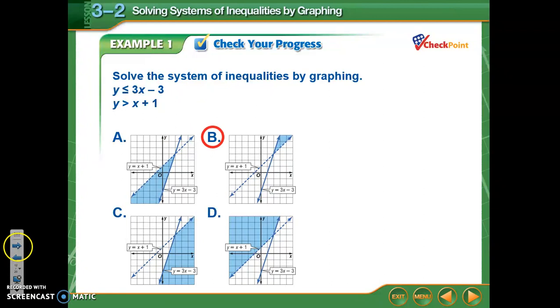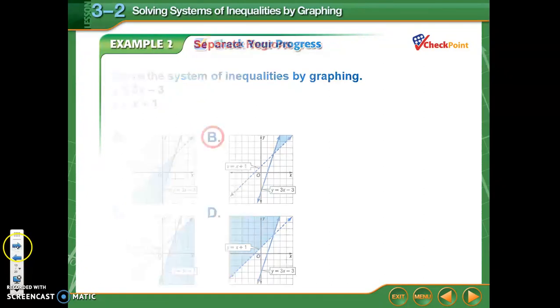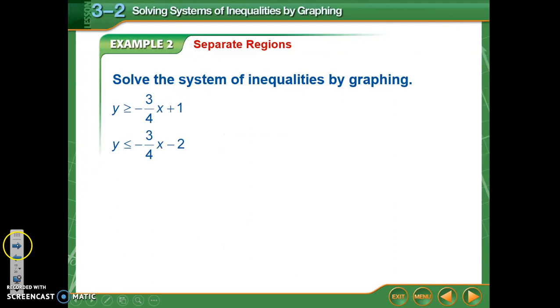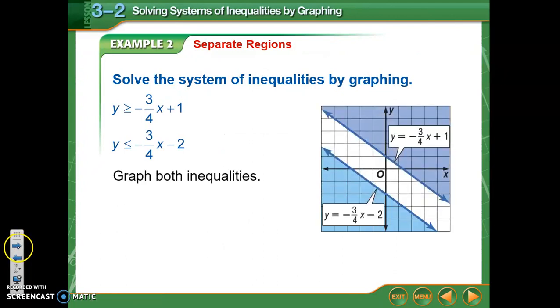Okay, you should have gotten B. All right, let's solve this one by graphing as well. I'm just going to show you real quick what this looks like. Notice that both of these inequalities are in slope-intercept form.